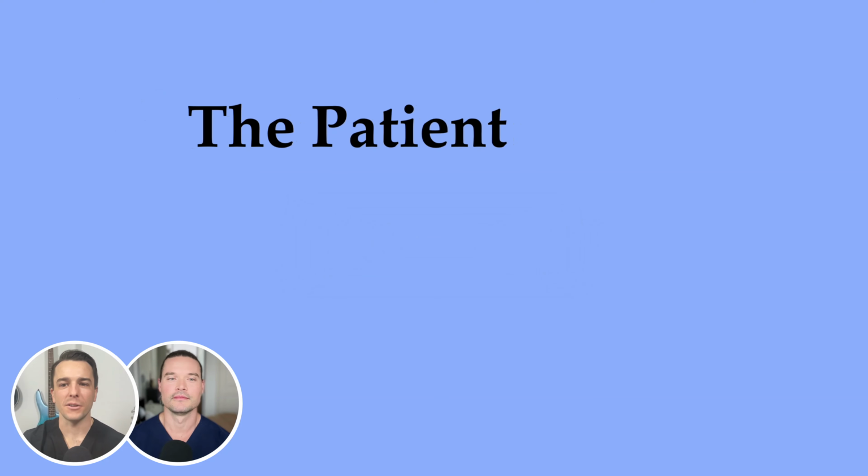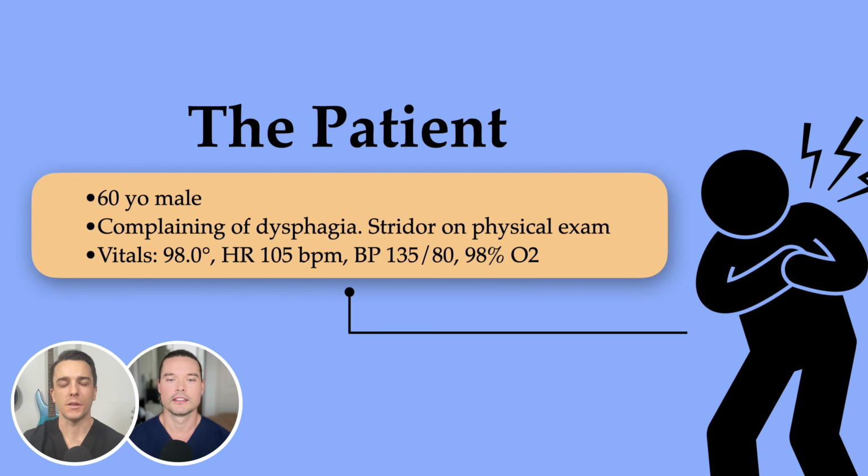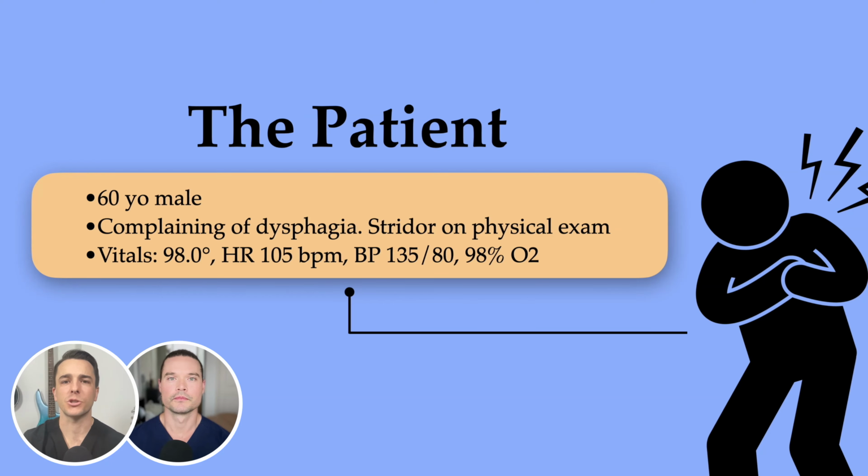So the patient scenario today, we have a 60-year-old male coming into the emergency department with complaints of dysphagia. He's got stridor on physical exam, maybe some drooling. There's definitely a few things you got to be thinking about. Vital signs: 98 Fahrenheit, heart rate 105, blood pressure 135/80, satting at 98% on room air. You got to be thinking about mediastinum, especially on the mediastinum lecture.